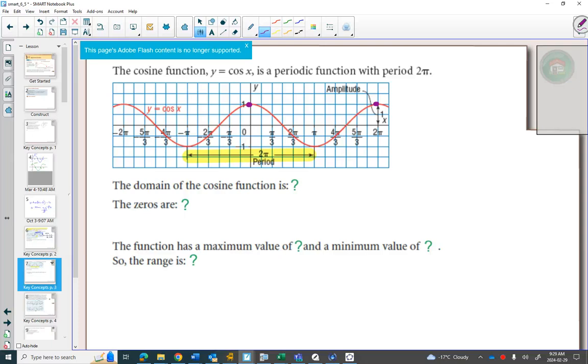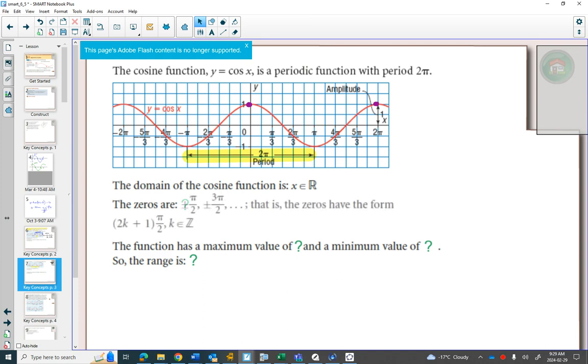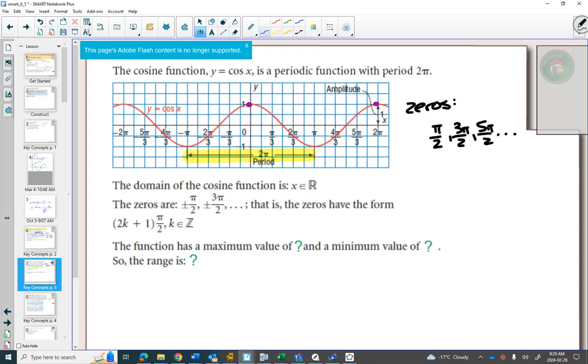And it makes sense that if sine repeats itself once around the circle, cosine would also repeat itself once around the circle. Our domain, still everything, keeps on going forever. We're going to write a little note about the zeros. On cosine, our zeros are at pi over 2, 3 pi over 2, 5 pi over 2, dot, dot, dot, also negative pi over 2, negative 3 pi over 2, negative 5 pi over 2, dot, dot, dot.